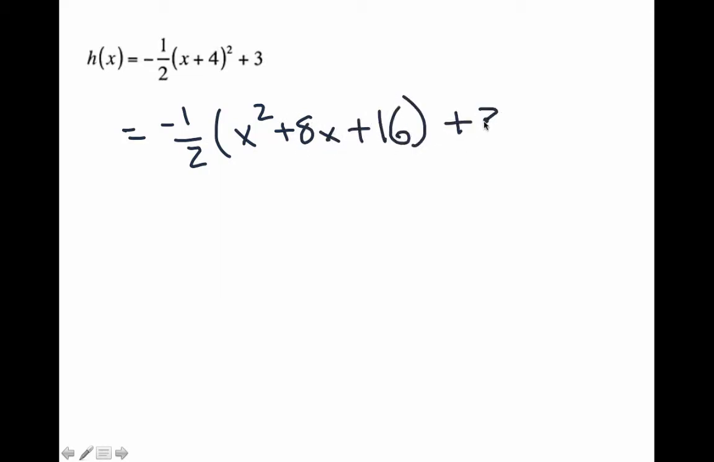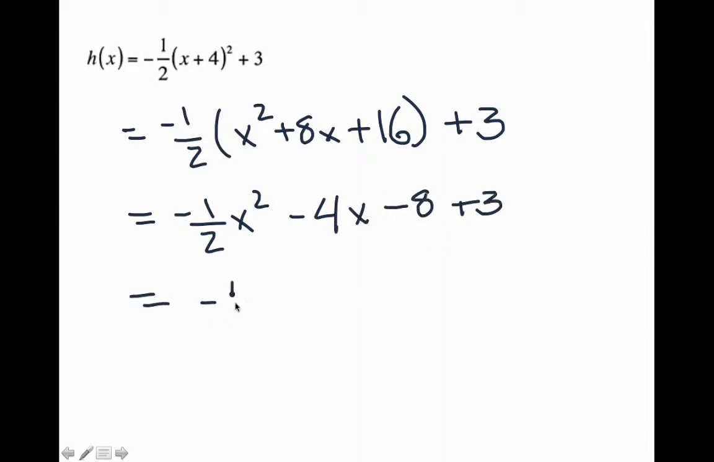How do you get to general form? Same way we got to general form last time. You just multiply this out. So following the order of operations, exponents first, so negative 1/2 times x squared plus 8x plus 16, and then plus 3. Now multiply by the negative 1/2, negative 1/2 x squared minus 4x minus 8, add the 3, and now we get negative 1/2 x squared minus 4x minus 5.